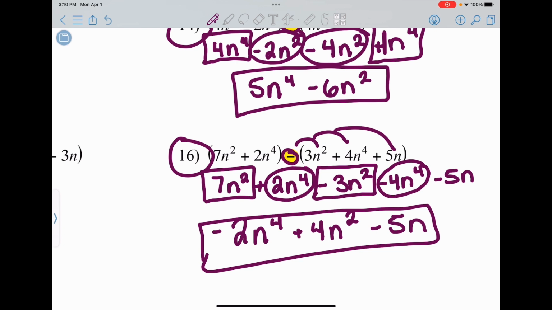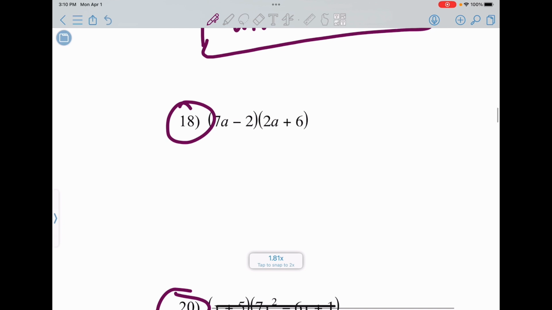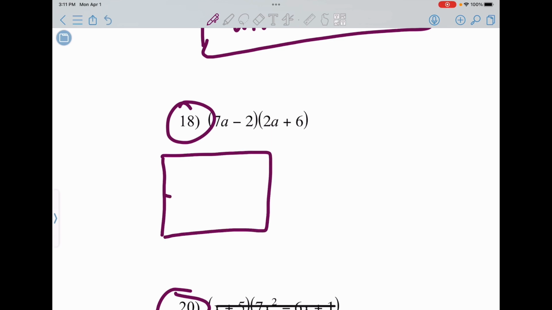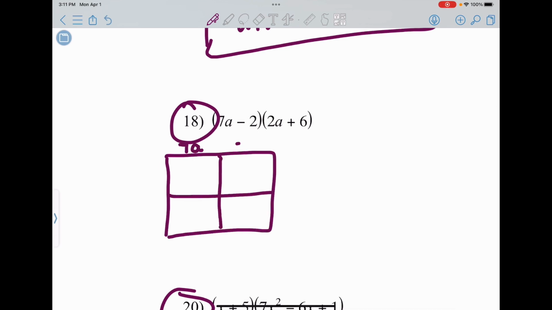Now that we've reviewed adding and subtracting polynomials, let's talk about multiplying polynomials. When you multiply two polynomials together, your choices are to FOIL or use the box. With the box, you need to make sure that every single term has its own slot, and then we are multiplying the column label by the row label.